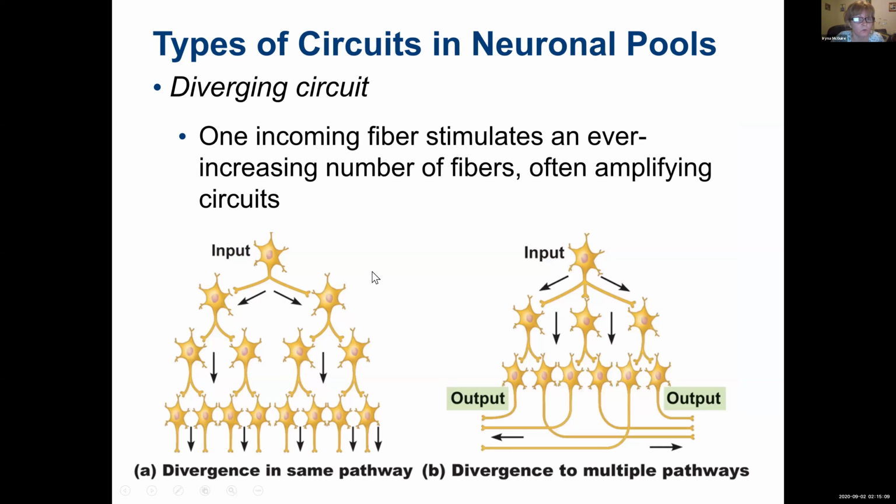Now, when it's not a simple pool, then we call it circuits. We have several types of circuits. Here's the diverging circuit. Diverging means we have one input and several outputs. The outputs can go in one direction or in different directions, but we have an ever increasing number of neurons. So that's a neuronal pool, and it's a diverging circuit. It allows you to amplify your electrical signal. You have one input and several outputs.